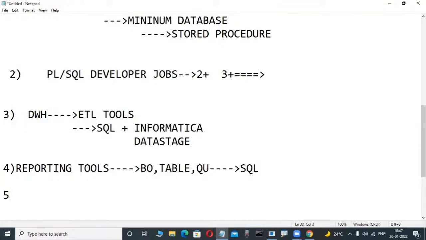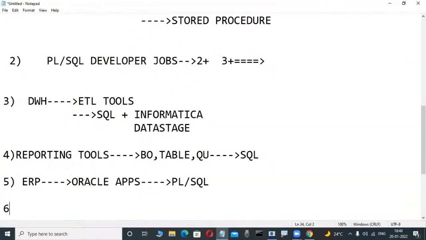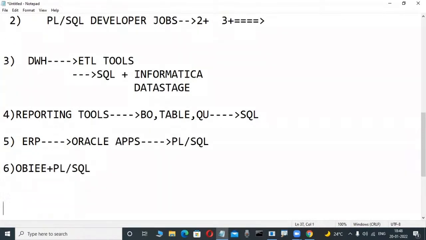Again, suppose some programmers are interested in the ERP side. Oracle Apps is an ERP, same like SAP. Oracle Applications 11i is there. These persons need very good knowledge of PL/SQL. Those persons also are learning these courses. Again, OBI programmers are there. OBI is a product, and with PL/SQL there are jobs. Those persons also are learning these courses. Again, that's different persons.